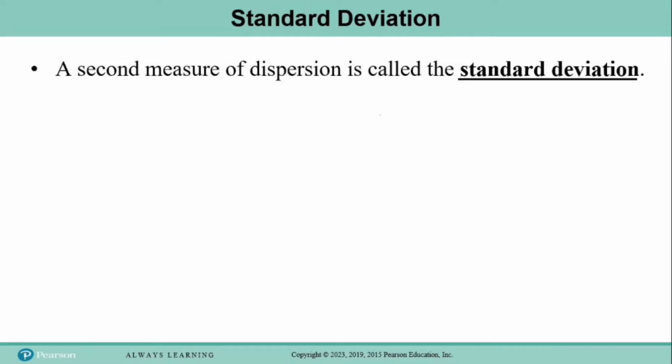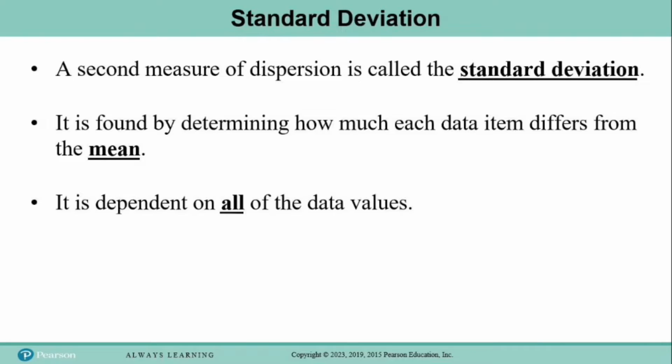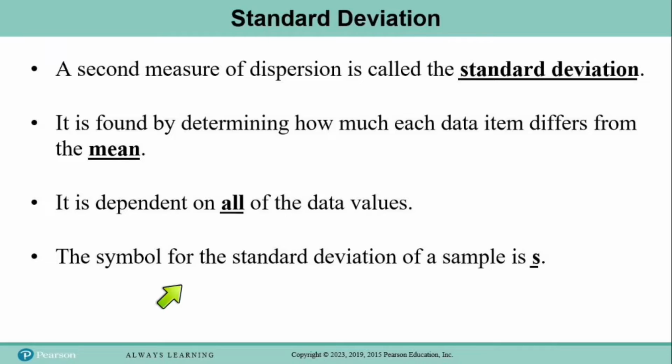Now let's look at our other measure of dispersion, and this one is called standard deviation. Standard deviation is found by determining how much each data item differs from the mean. One advantage that the standard deviation has over the range is that the standard deviation is dependent on all of the data values. The symbol for the standard deviation of a sample is a lowercase s.